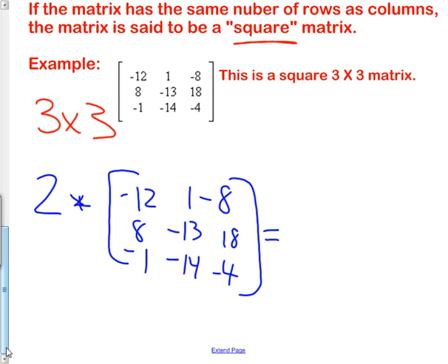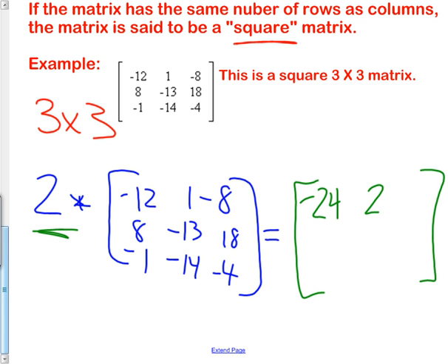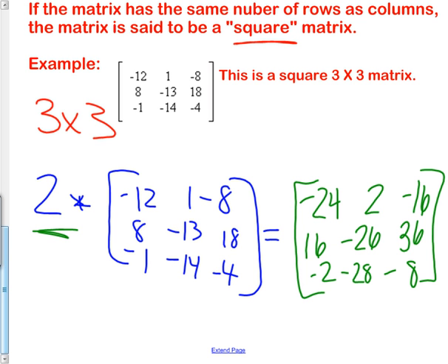You take every point within the matrix and multiply it by 2. So our final matrix would look like this. Negative 24, 2. What would this one be? Row 1, column 3. Negative 16. 16, 26, 36, negative 2, negative 28, negative 8.